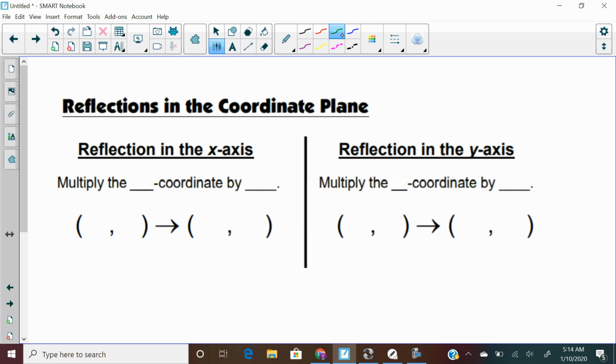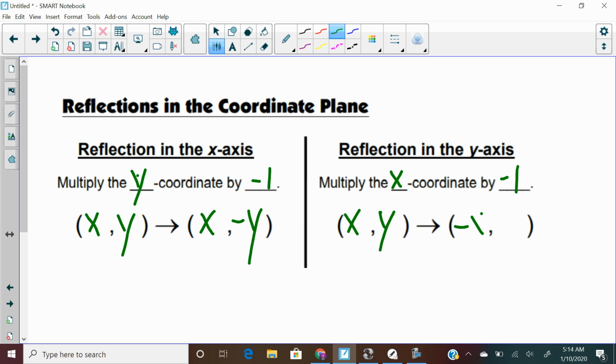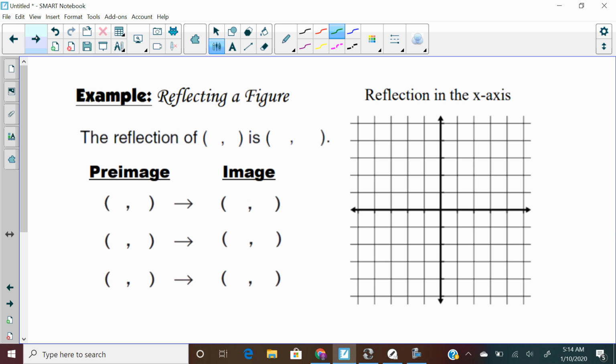So when we talk about doing this with coordinates, for a reflection in the x-axis, we multiply the y-coordinate by -1 to find the new coordinates. For example, if (x, y) was our coordinate, our new coordinate would be (x, -y). For a reflection in the y-axis, we multiply the x-coordinate by -1. So (x, y) becomes (-x, y), and y stays the same.